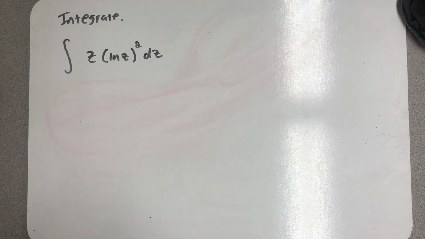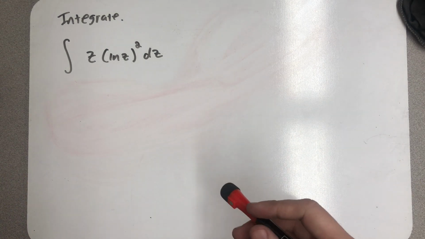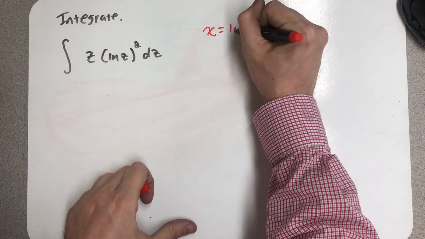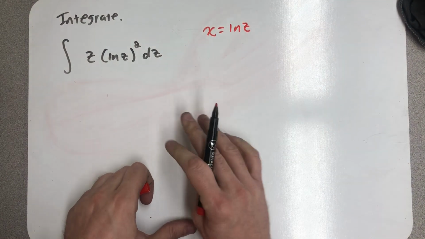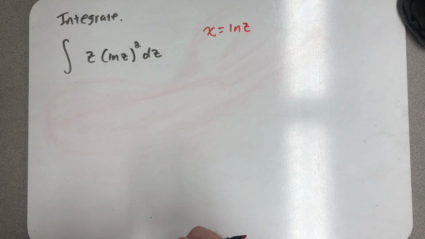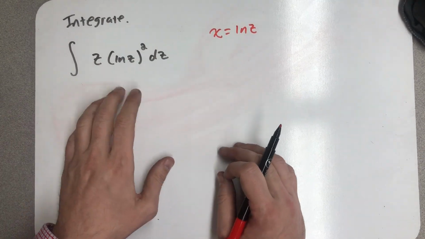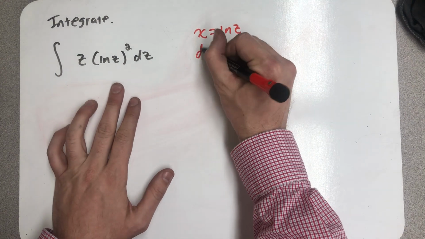Let's integrate z times the natural log of z squared dz. I'm going to start this by doing a substitution. So I'm going to let x equal the natural log of z, and I think that's a pretty natural thing to at least try on a problem that looks like this with that inside function natural log of z.